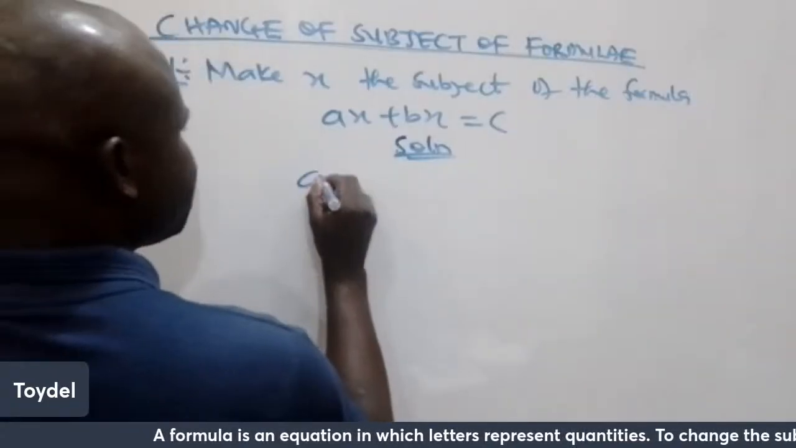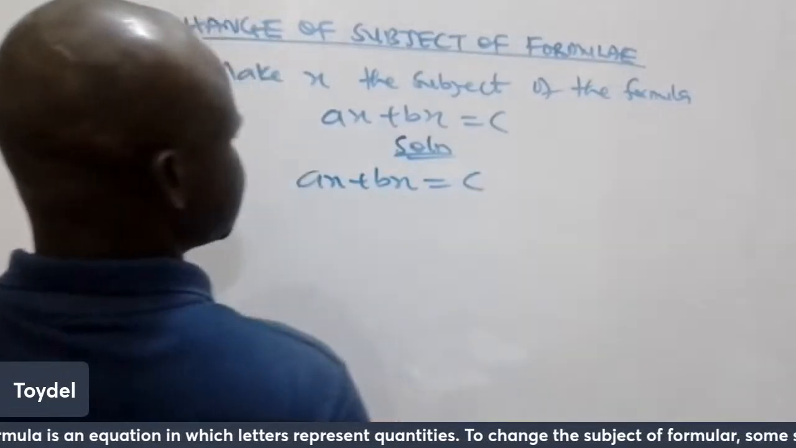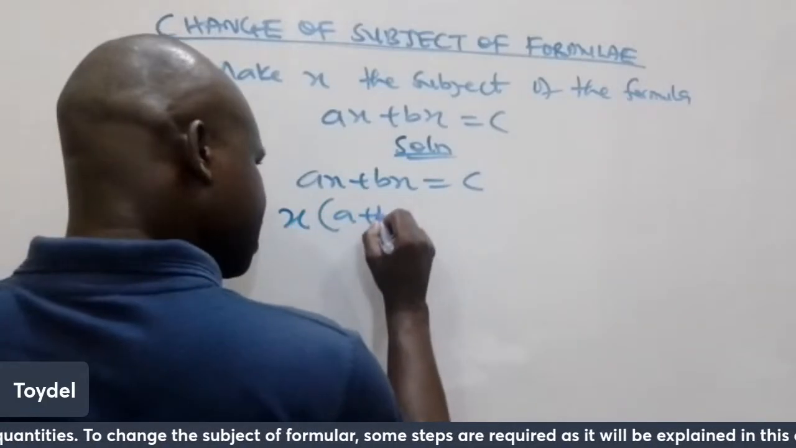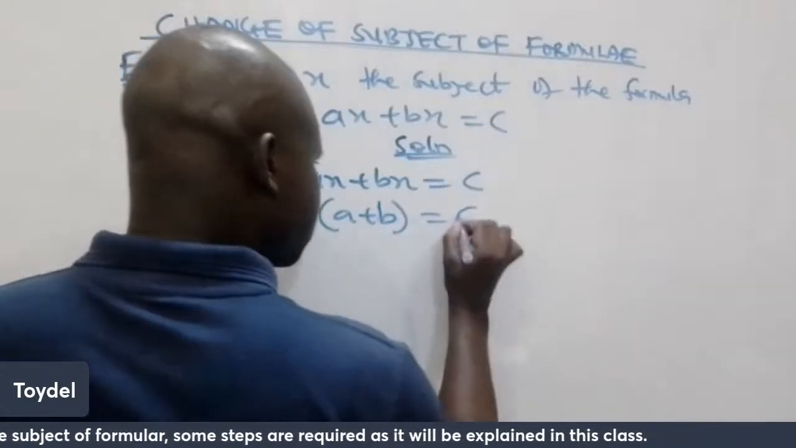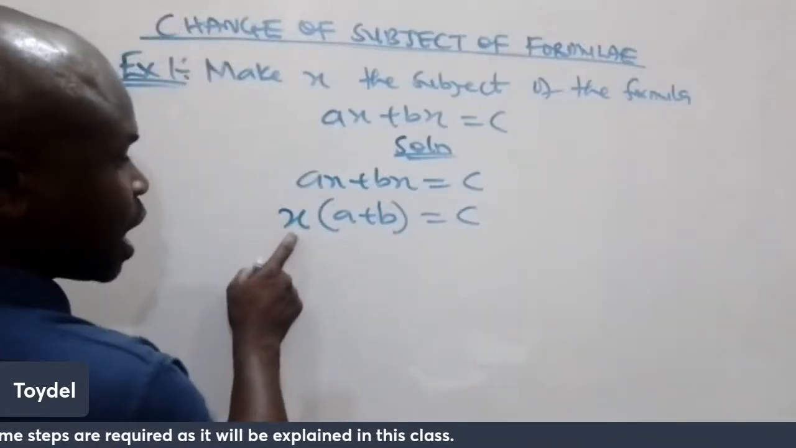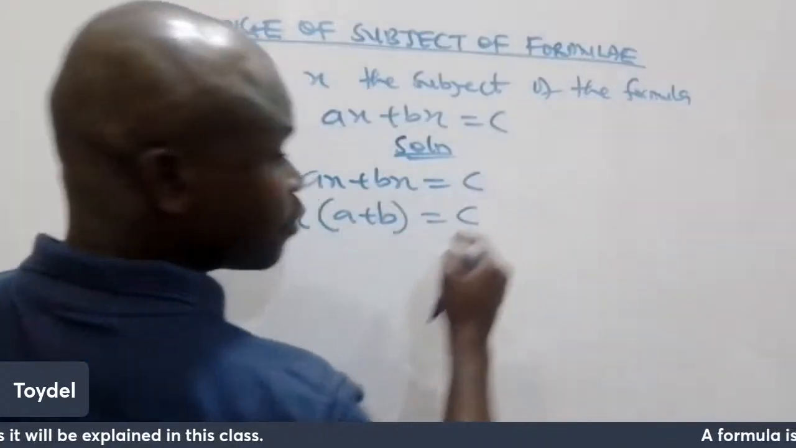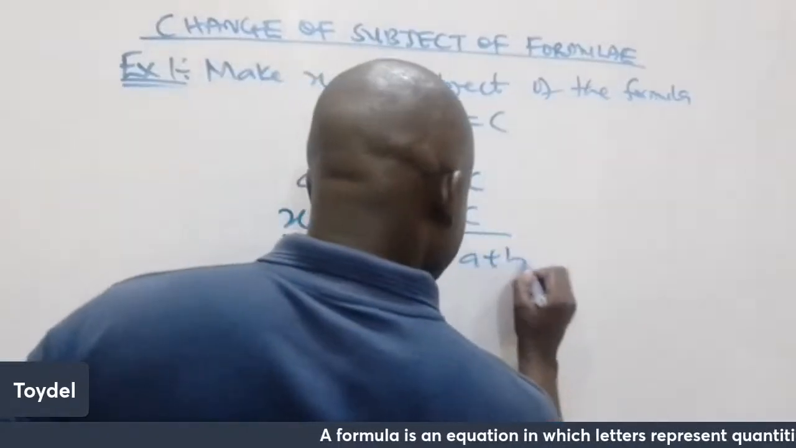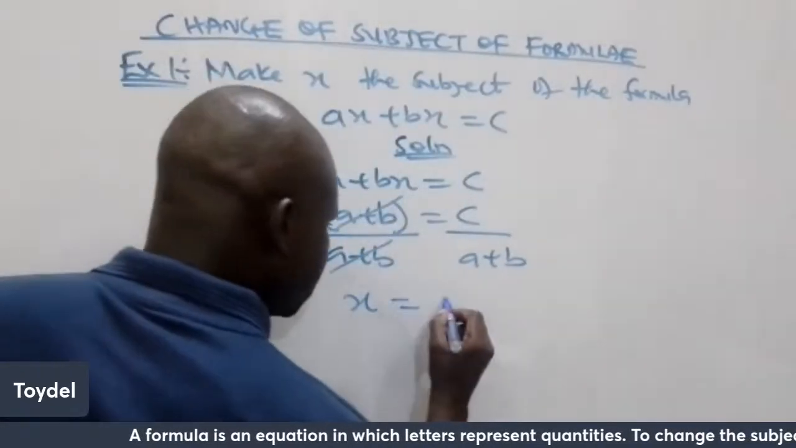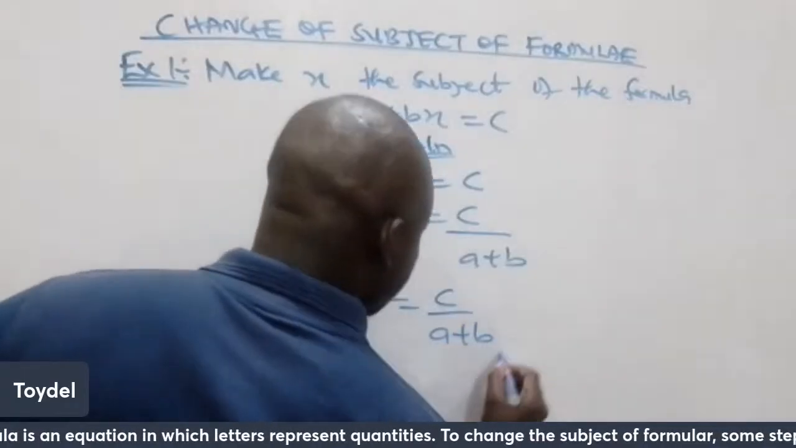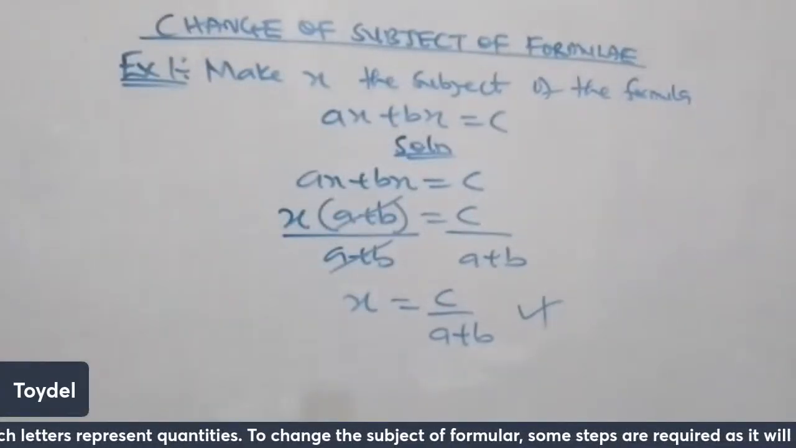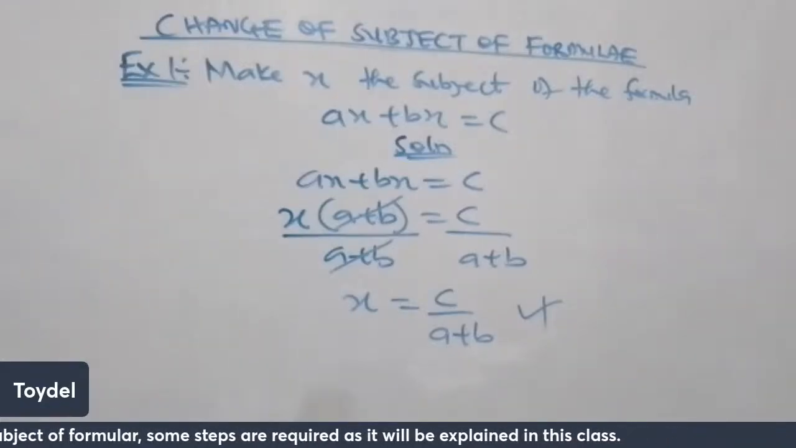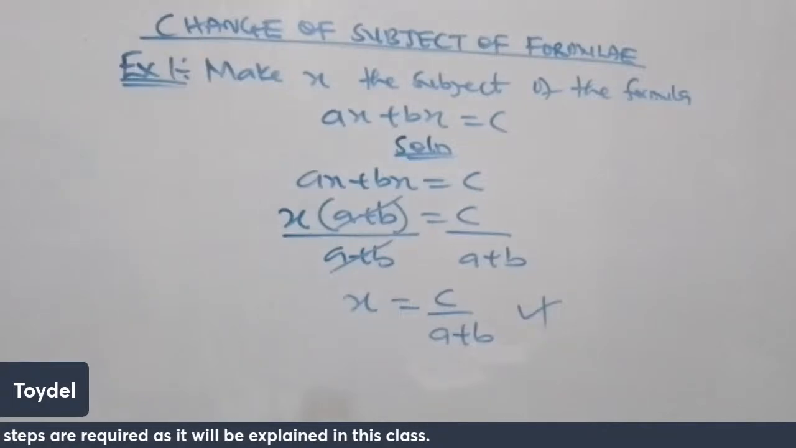In this case, we are given ax plus bx equal to c. I know that x is common, so I can bring out x, so that I have x times a plus b inside the brackets, which is equal to c. Then I want to make x the subject of the formula. If I can eliminate a plus b, then I'll be able to get x. So I divide through by a plus b. At the end of the day, x will be c all over a plus b. In this result, we have been able to make x the subject of the formula. And that is how to make an unknown the subject of a formula in a given question.